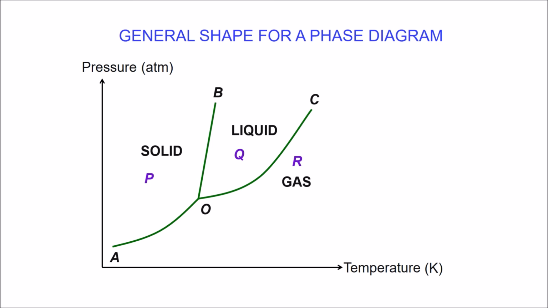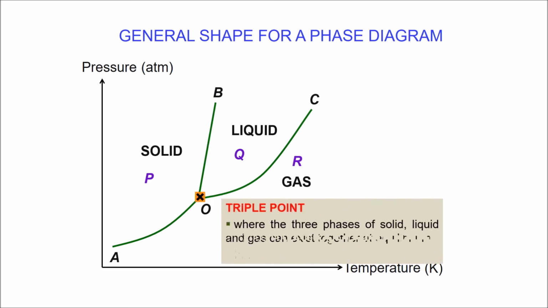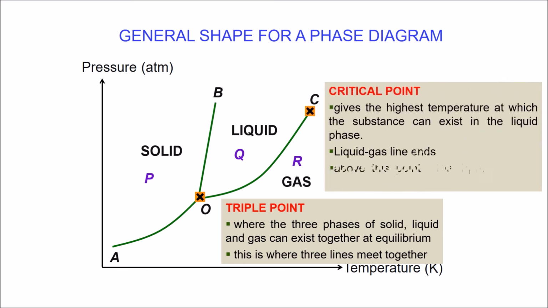In the phase diagram, there exist two interesting points, which are the triple point and the critical point. The triple point is where the three phases of solid, liquid, and gas can exist together at equilibrium. This is where the three lines meet together. And the critical point gives the highest temperature at which the substance can exist in the liquid phase. If the liquid-gas line ends above this point, the liquid and gas phases become indistinguishable.